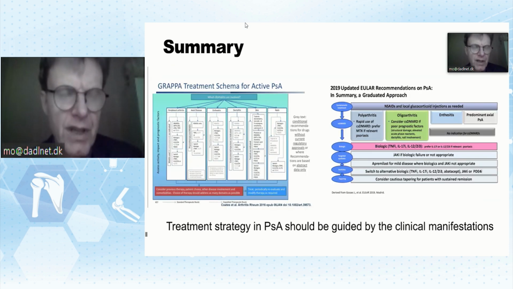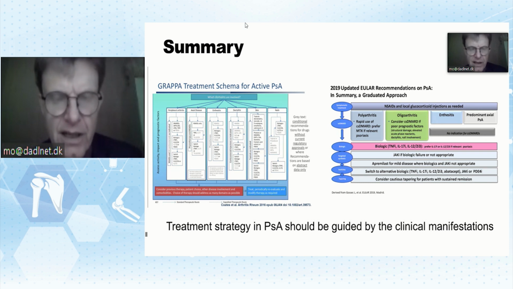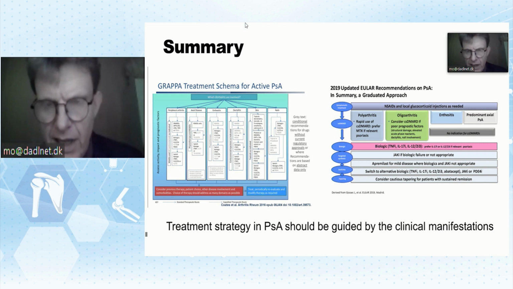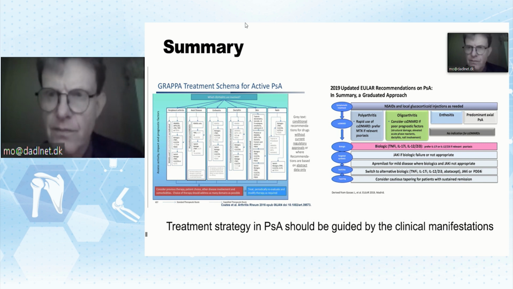So in summary, not saying it all once more, the treatment strategy in psoriatic arthritis, as reported by GRAPPA and also by EULAR, is that it should be guided by the clinical manifestations, and thereby we need to assess all these manifestations so that we can treat the patient as optimally as we can.